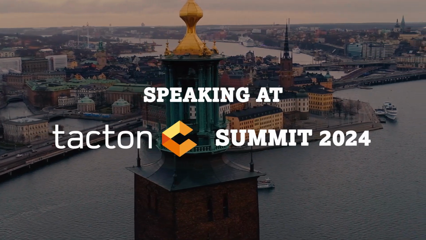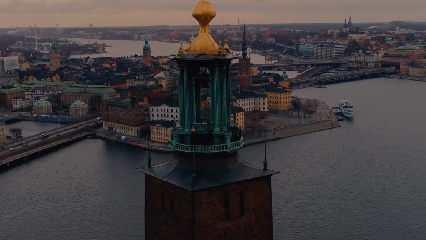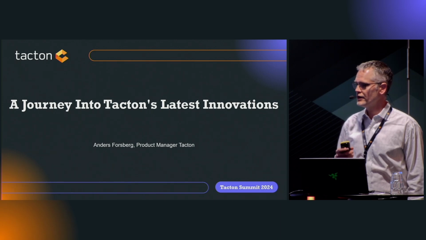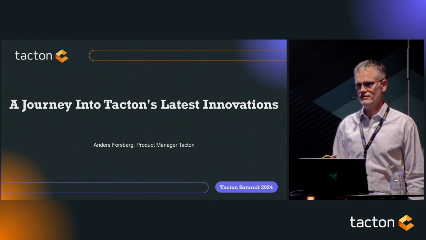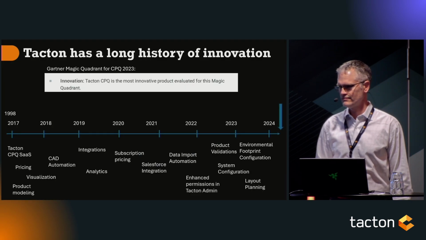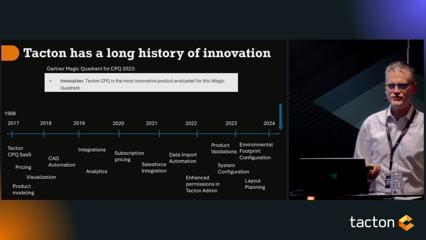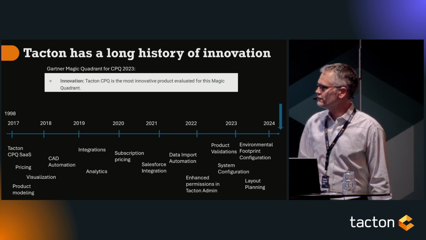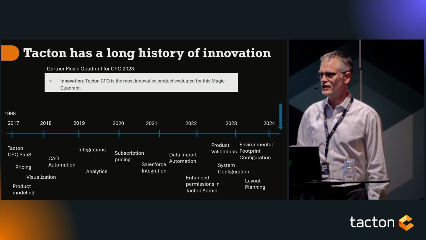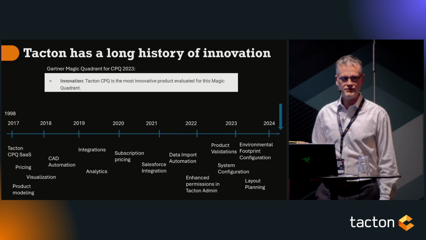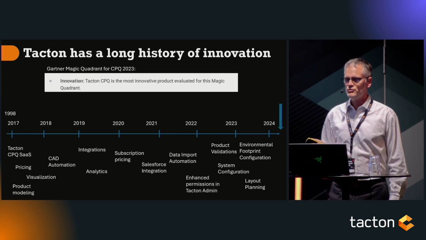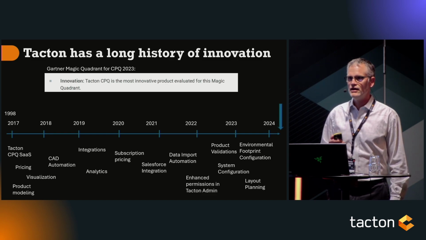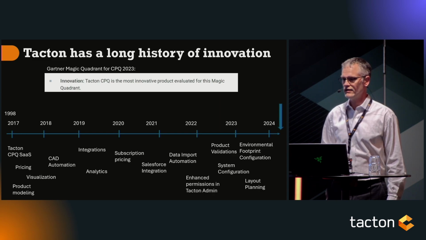Thank you. So we talk a lot about innovations today. And one way of demonstrating innovations is to look back at what we have done in the past. Tacton has a long history of innovation. The company was founded 25 plus years ago. The SaaS platform, CPQ SaaS, since 2017. Over those years, we have released many capabilities to the market, and all of these led up to our leading position today.